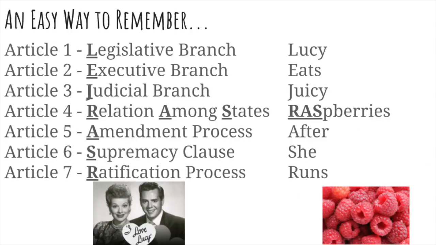So an old colleague of mine came up with a mnemonic device, or a memory device, in order to remember the 7 articles, and because I haven't come up with a better one yet, I'll go ahead and share that one with you. A way to remember the 7 articles is to remember the sentence, "Lucy eats juicy raspberries after she runs." Lucy eats juicy: legislative, executive, judicial. Raspberries: relations among the states. And then after she runs: amendment process, supremacy clause, and ratification process. If you have a better one, I would encourage you to use it, but this might be a way to quickly remember what the 7 articles are.